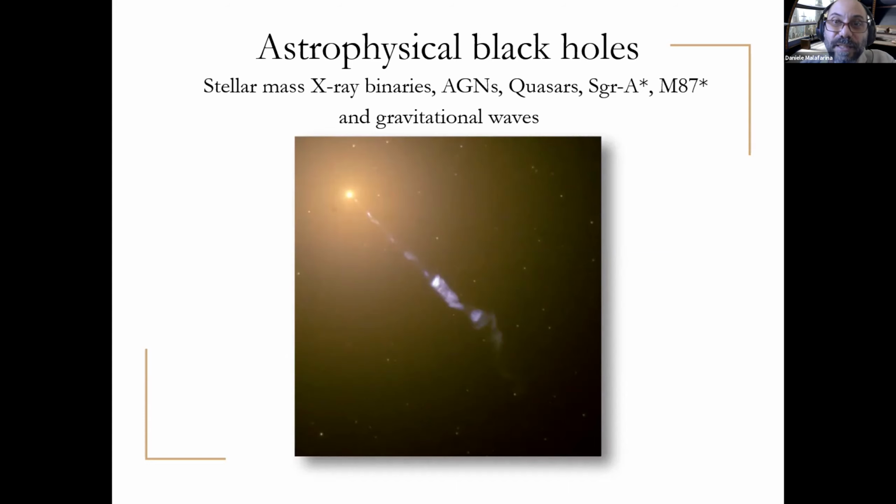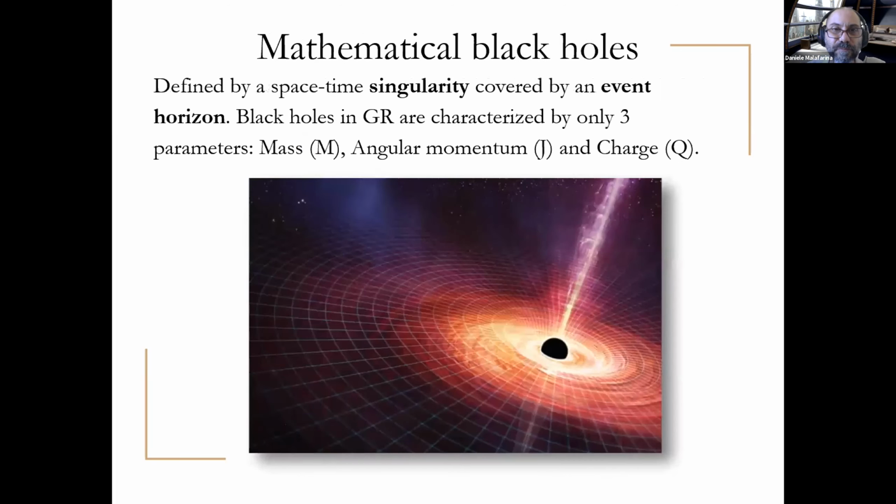But the great thing is that we are getting the data. And so eventually, if some departures are there, we will see it. So obvious departures can be ruled out, but more subtle departures may not. Our mathematical black holes have these two defining features, the singularity and the event horizon.